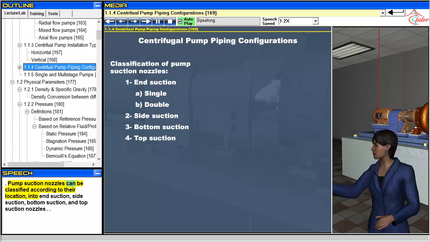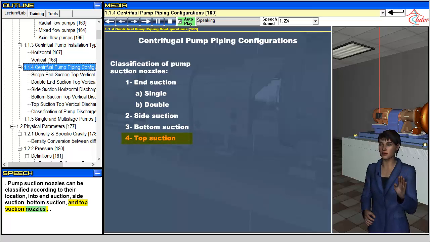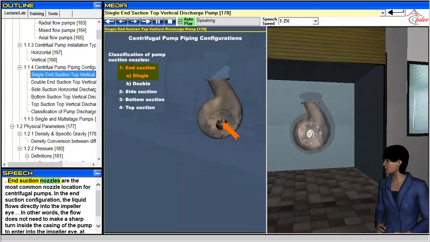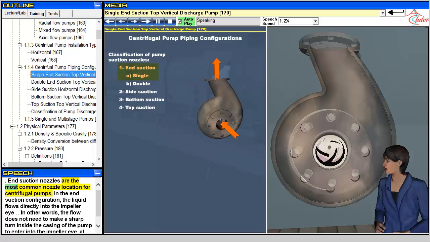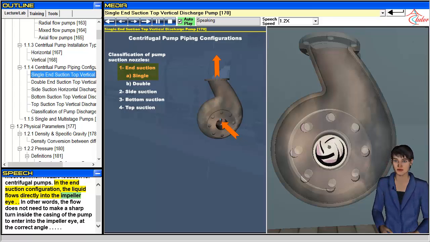Pump suction nozzles can be classified according to their location, into end suction, side suction, bottom suction, and top suction nozzles. End suction nozzles are the most common nozzle location for centrifugal pumps. In the end suction configuration, the liquid flows directly into the impeller eye. In other words, the flow does not need to make a sharp turn inside the casing of the pump to enter into the impeller eye, at the correct angle.